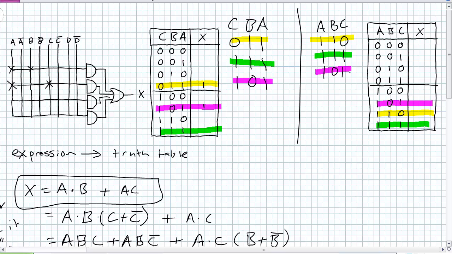Now, put a 1 where those are. What's the rest of the truth table? 0, 0, 0, 0, 0. Because again, an SOP expression is looking for ones.